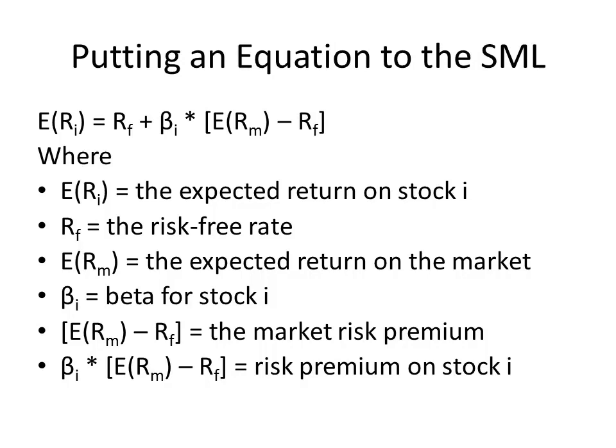And once we multiply by beta, what do we get? Well, that's the risk premium on security I. How do I know that? Remember, any return over and above the risk-free rate is the risk premium. Well, everything here above the risk-free rate is that piece over on the right-hand side beyond the plus sign. So it must be the risk premium for the security.